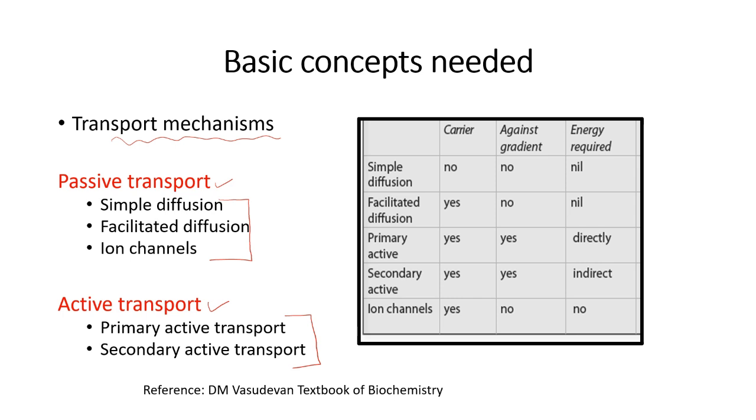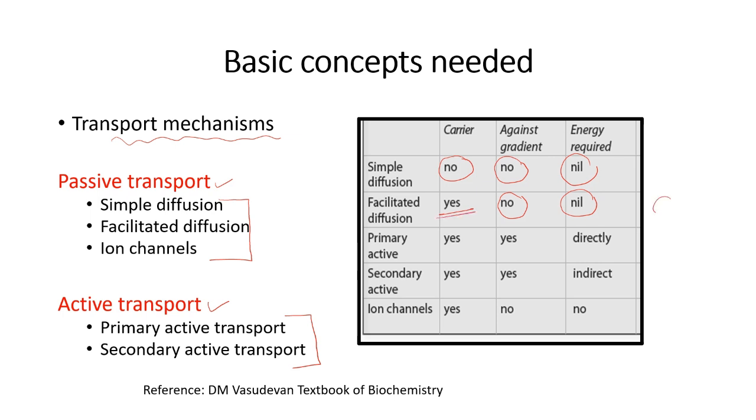Okay, so simple diffusion, it is a passive transport, so energy required is nil, and it is not against the concentration gradient, and it does not have a carrier. So it is just the flow of substances or molecules from area of higher concentration to lower concentration without any energy. Whereas facilitated diffusion, this again is a passive transport, so no energy is required. It is again not against the concentration gradient. But one difference, it requires a carrier protein.